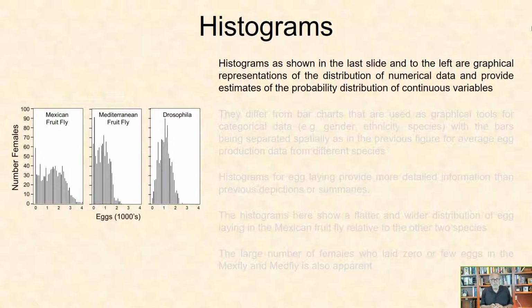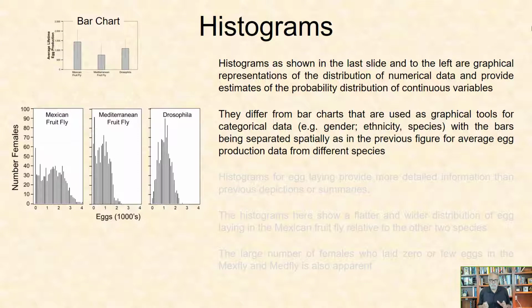Histograms, as shown in the last slide and to the left, are graphical representations of the distribution of numerical data and provide estimates of the probability distribution of continuous variables such as birth and death distributions. They differ from bar charts that are used as graphical tools for categorical data like gender, ethnicity, species, with the bars being separated spatially, as in the previous figure for the average egg production data from different species.